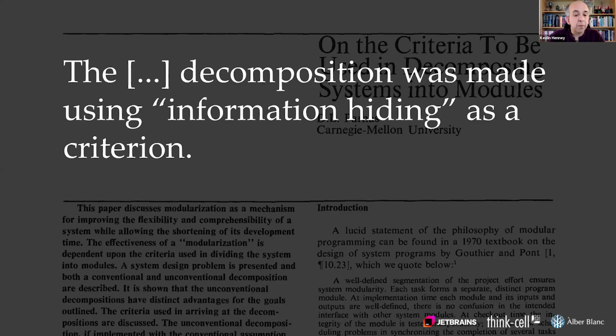He says, the decomposition was made using information hiding as a criterion. He works through an example and explores that, and then he talks about how that example differs from, say, analyzing your control flow and initialization sequences, modularizing around time when things happen, or the order in which things happen. In other words, having a big module called init or something like that.